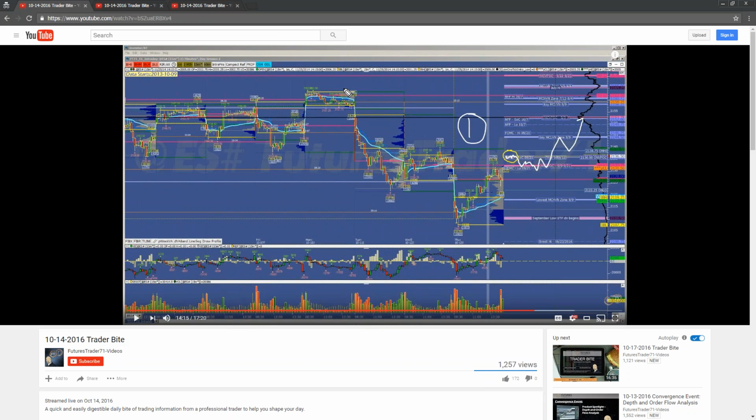It's already broken out of this channel. I'm expecting it to consolidate, find buyers, consolidate enough to find buyers, and then start to meet its objective of pushing to 44.50 and then eventually to 52.75. That's the key number that we're looking for. So that's the first plan. That's the primary hypothesis, okay?